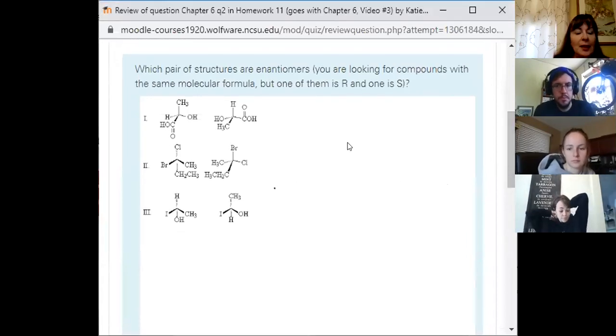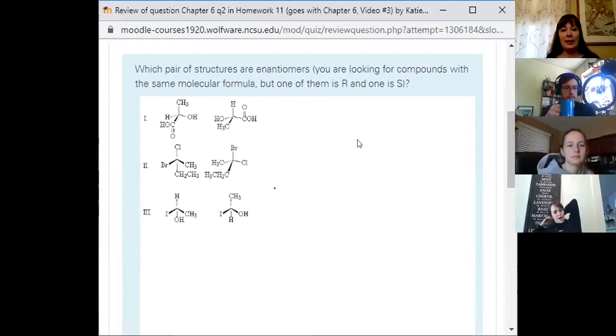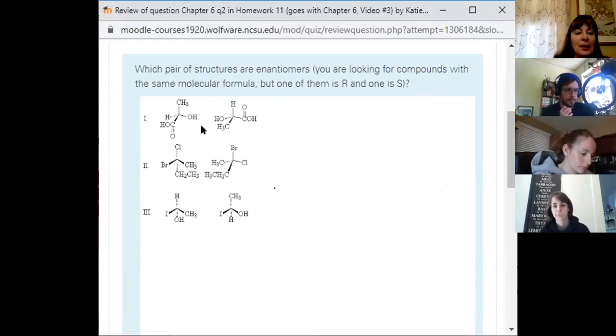Yes. Okay. So the way to solve these kinds of problems is always to make a model and use your model to figure out whether you have an R or an S enantiomer in front of you. Okay. That's the most important thing. So let's try our luck with the first compound that we have here. We're going to make a model real quick and we're going to determine whether it's R or S, okay?